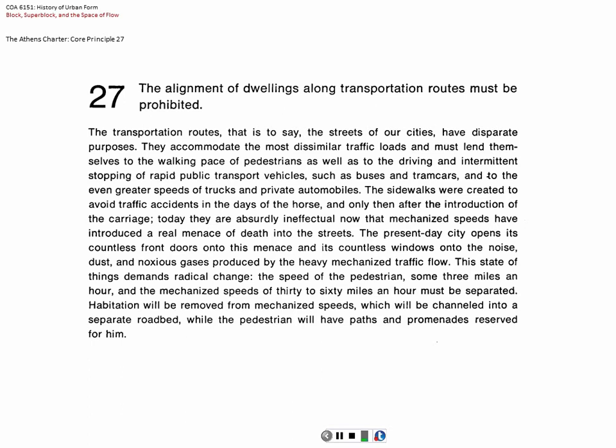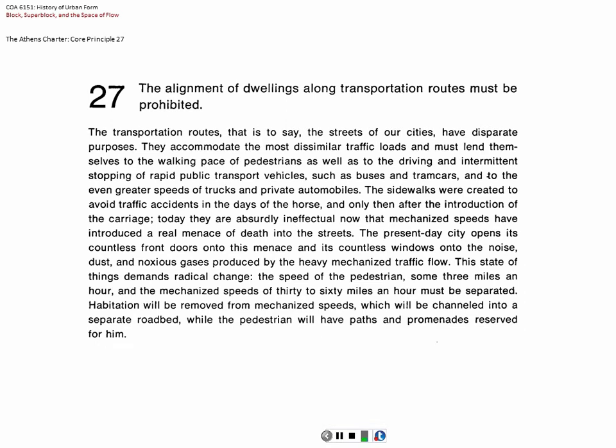The sidewalks were created to avoid traffic accidents in the days of the horse and only then after the introduction of the carriage. Today they are absurdly ineffective now that mechanized speeds have introduced a real menace of death onto the streets. Present-day city opens its countless front doors into this menace and its countless windows onto the noise, dust, and noxious gases produced by the heavy mechanized traffic flow. This state of things demands radical change. The speed of the pedestrian, some 3 miles an hour, and the mechanized speeds of 30 to 60 miles an hour must be separated.